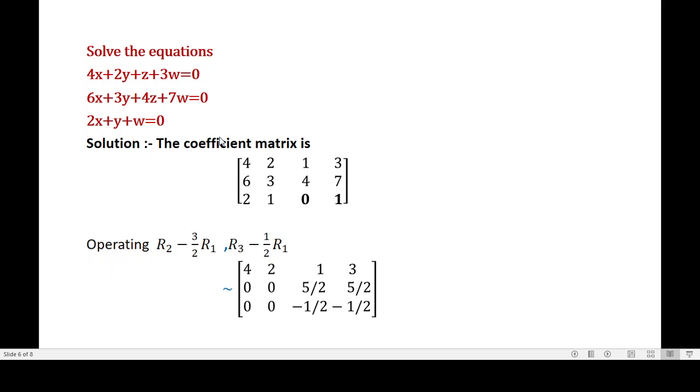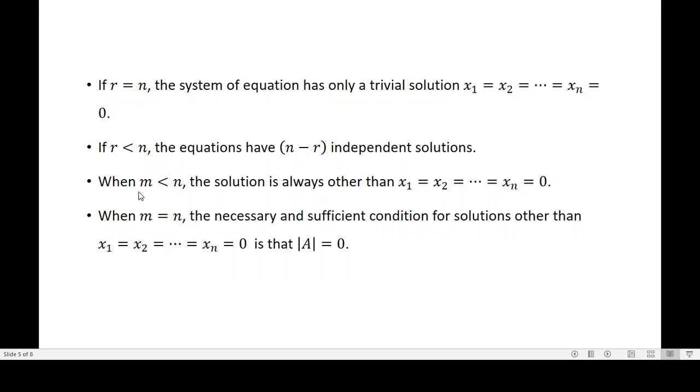So according to this, here m is less than n, isn't it? In this problem, m is the number of equations, which is less than n, the number of unknowns. So the solution is always other than the 0 solution. Now let us find the rank of the coefficient matrix to test whether there are n minus r independent solutions, where r is the rank of the coefficient matrix.